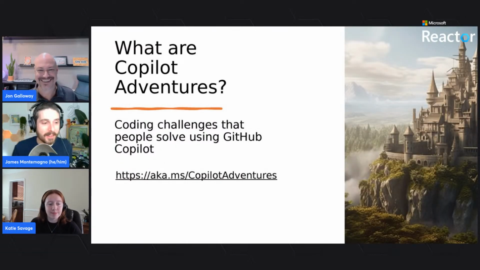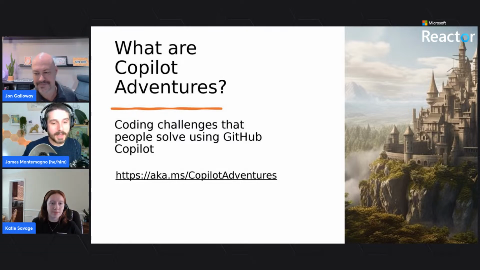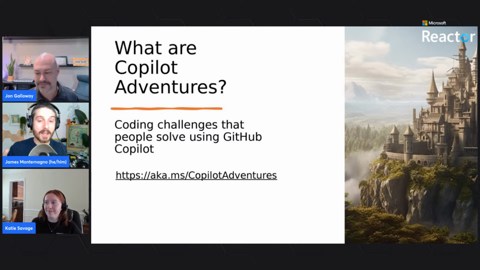All right. So what are Copilot Adventures? Well, these are coding challenges that you can solve using GitHub Copilot. So it's kind of cool. There's a whole repo that the team has set up. It's aka.ms/CopilotAdventures. We'll drop that in the chat for everybody. Whoever can, there we go. Perfect. Amazing. Someone dropped it in the chat. So this is everything that you need to get up and running with Copilot Adventures.